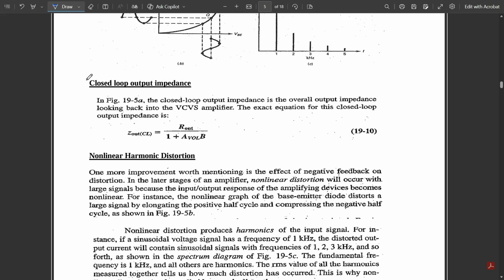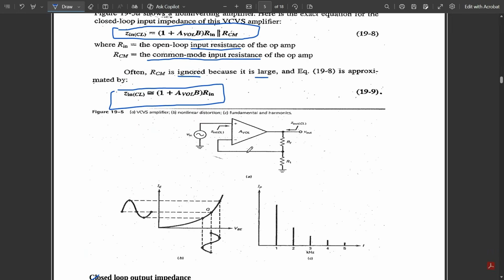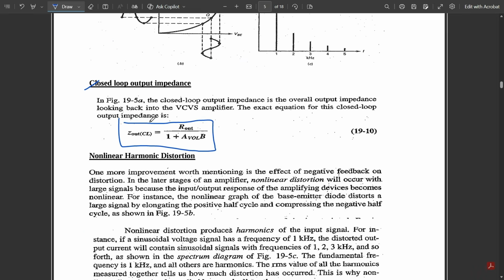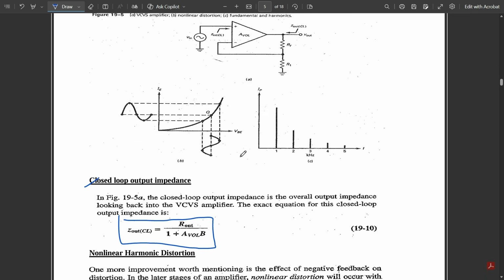Now, output impedance. What is output impedance defined as? Closed loop output impedance for a VCVS amplifier is given as Zout CL, that is Rout divided by (1 plus AVOL into beta). Here, for input impedance, 1 plus AVOL beta is multiplied with the input resistance, but for output impedance, Rout is divided by 1 plus AVOL into beta.